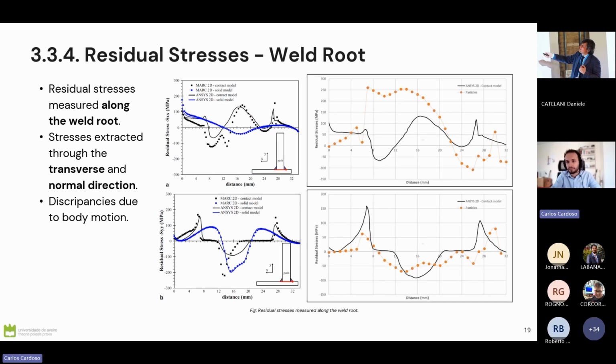And for the last analysis, the residual stresses were measured along the weld route, and the results are once again represented by the orange markers. Through the normal component, they are more consistent, showing some similarity, but there is a lot of deviation through the transverse component on the first graph on the right. Although the overall shape of the curve follows the same trend. But once again, the deviations likely arise from the movement of the structure after releasing the fixture geometries.